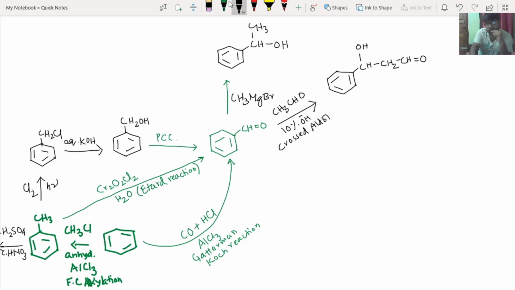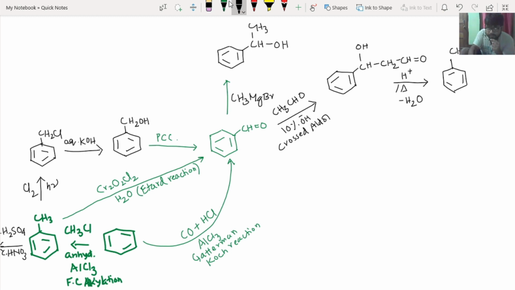Now what happens if we treat it with acid followed by heat? So water will be eliminated. What we are going to get is something like this: CH double bond CH single bond CHO. This particular product is known as cinnamaldehyde.